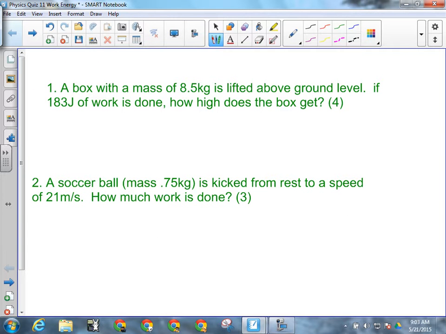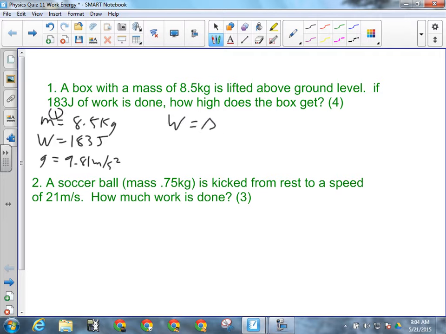Okay, so give them a mark for their givens. Let's say givens first here. All right, so 8.5 kilograms, and work is 183 joules. And obviously we know g because it's on our formula sheet. All right, so 1 mark for that. 1 mark for work is the change in potential energy. So they may have written this.